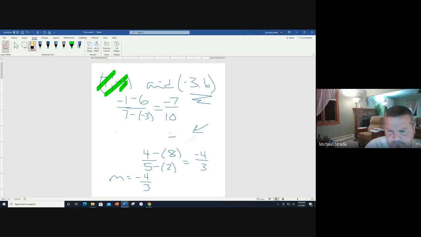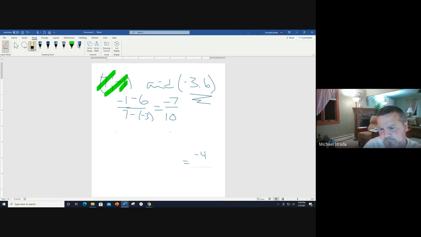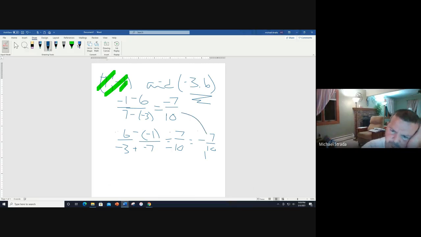Now, if I switch the order like I talked about, and I started with the second point first, so 6 and negative 3 minus minus negative 1 over 7. 6 minus negative 1 turns into 6 plus 1, which is 7. Negative 3 minus 7 turns into negative 3 plus negative 7, which of course gives me negative 10. And if I pull the negative out, like I talked about before, you'll see that the two values come out to be exactly the same.